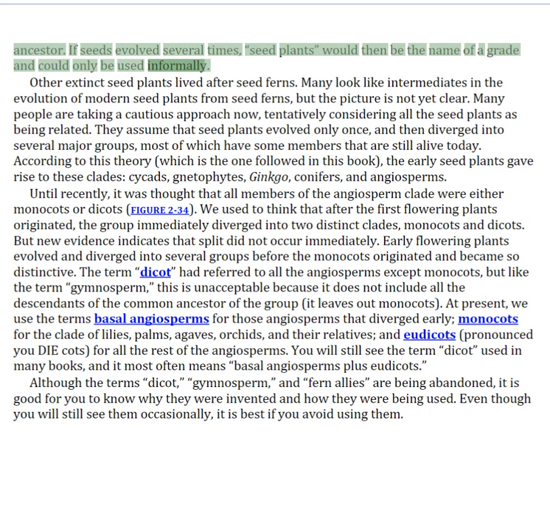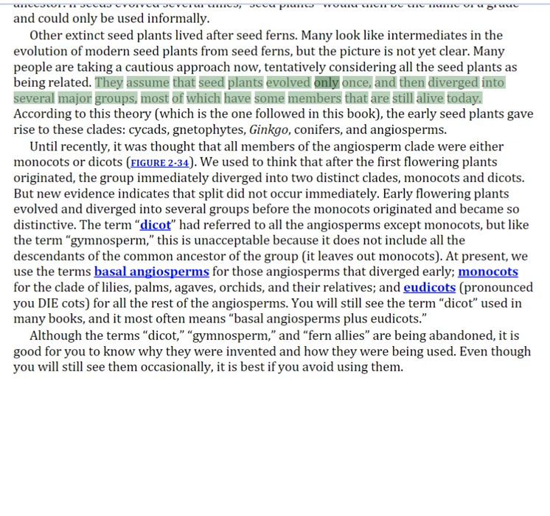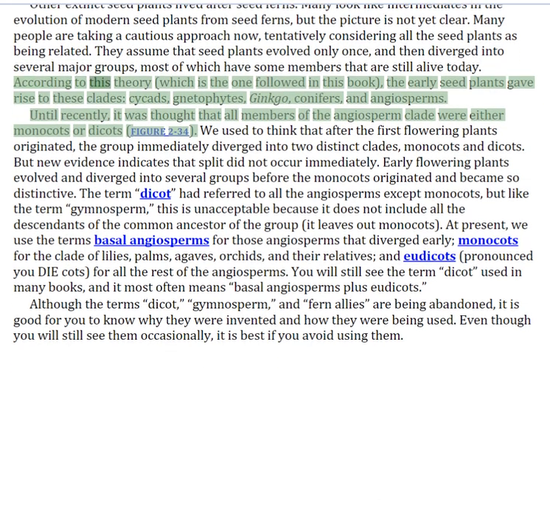Other extinct seed plants lived after seed ferns. Many look like intermediates in the evolution of modern seed plants from seed ferns, but the picture is not yet clear. Many people are taking a cautious approach now, tentatively considering all the seed plants as being related. They assume that seed plants evolved only once, and then diverged into several major groups, most of which have some members that are still alive today. According to this theory, the early seed plants gave rise to these clades: cycads, cnidophytes, ginkgo, conifers, and angiosperms.